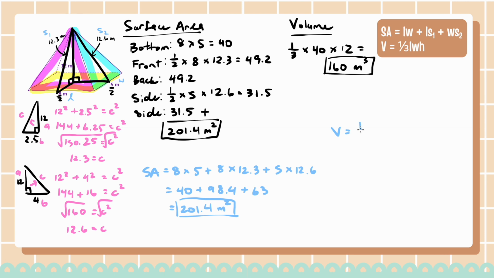Now to do volume, we're going to do 1/3 times length times width times height. So remember the height right here was 12 initially. So we're going to plug all of our numbers in. So length was 8 times width was 5 times the height of 12. And all of these multiplied is going to get me 160 meters cubed as well. And that's how you solve for the surface area and volume of rectangular pyramids when missing a side length.